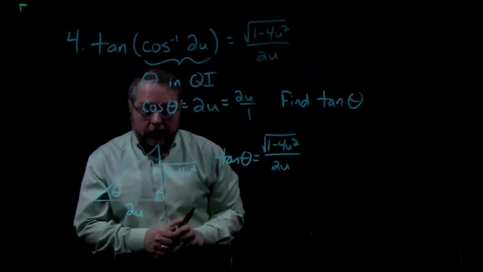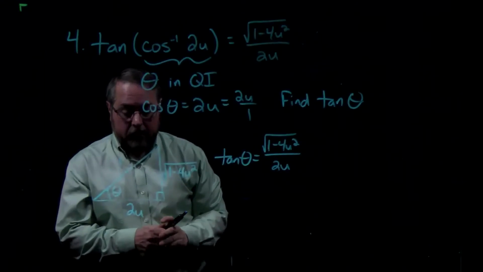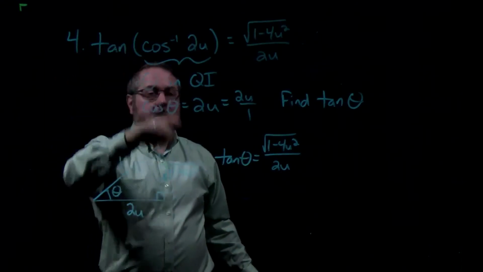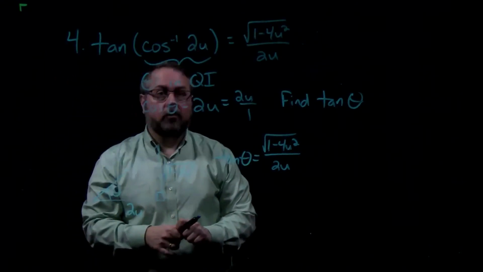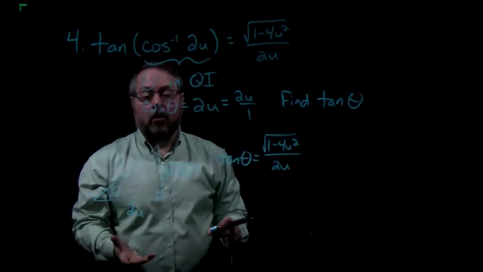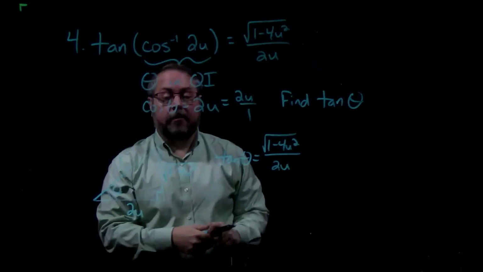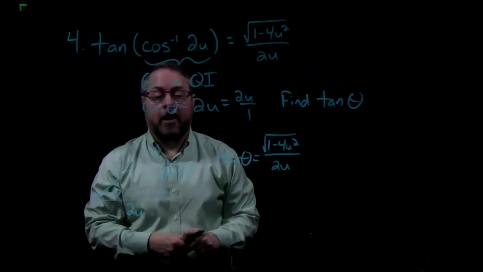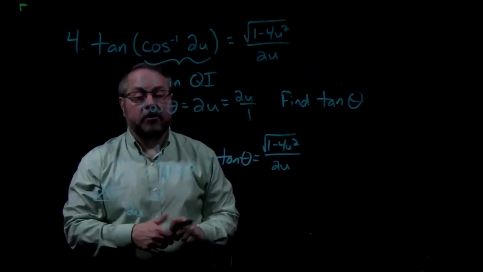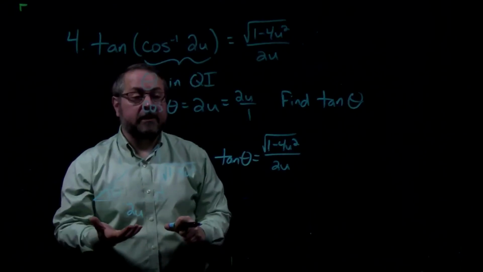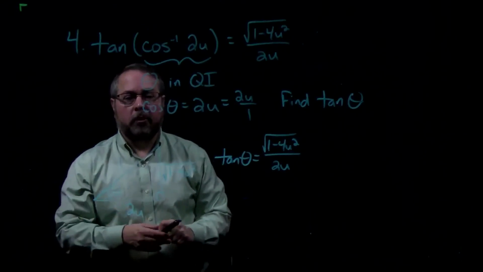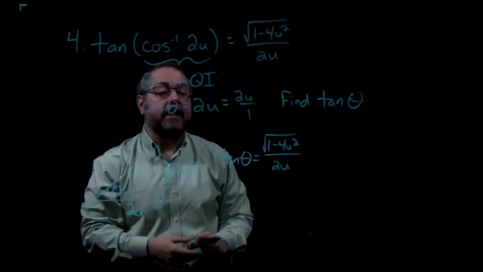Okay, so that is really very similar to the problem when I did the tangent of the inverse sine of square root of 3 over 4. The only difference is, instead of our sides all being labeled with numbers, some of our sides are going to be labeled with variable expressions. But we use the Pythagorean theorem to find missing sides, and then we just take the appropriate ratio to get, in this case, the tangent.